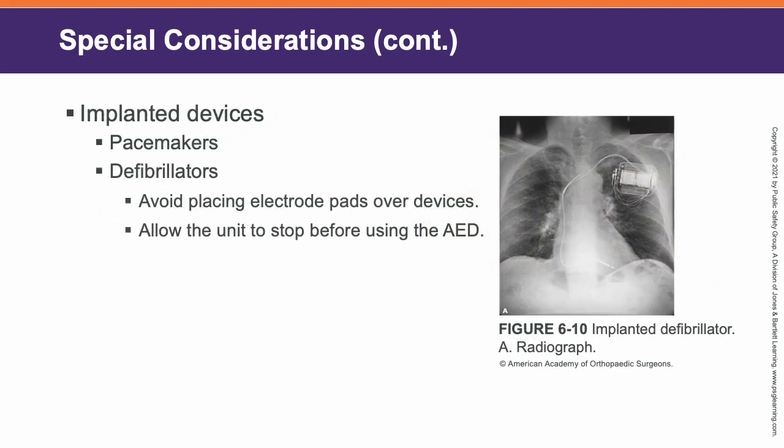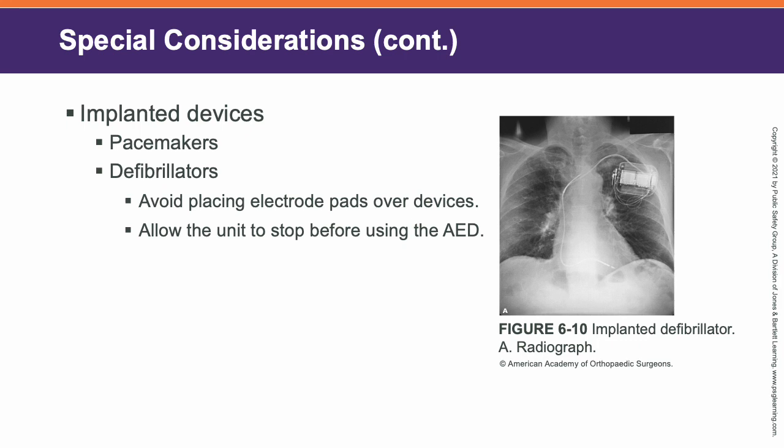Some other things to consider: pacemakers and defibrillators are implanted electrical devices that are used for people who have heart conditions. A pacemaker is used to maintain a normal rhythm. So for people who are prone to abnormal rhythms, a pacemaker will help maintain that normal rhythm. Whereas a defibrillator is actually a little mini AED that is implanted in the person's body.